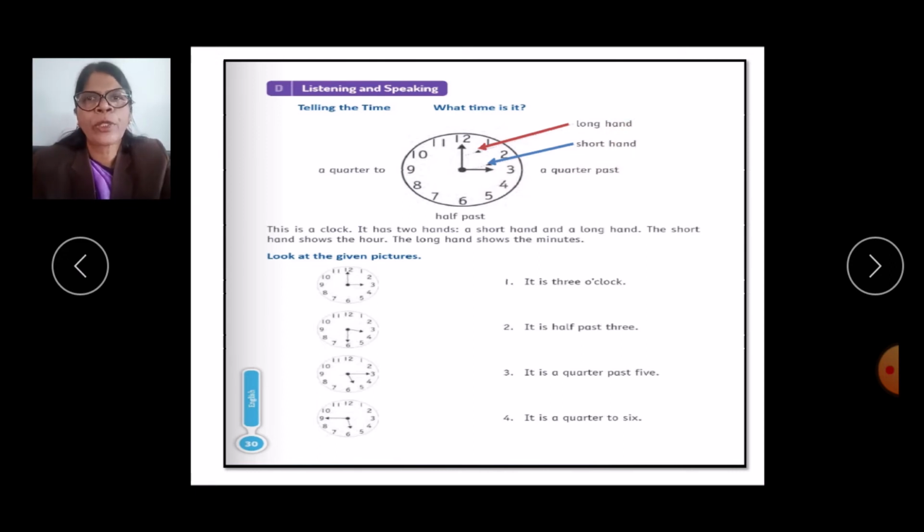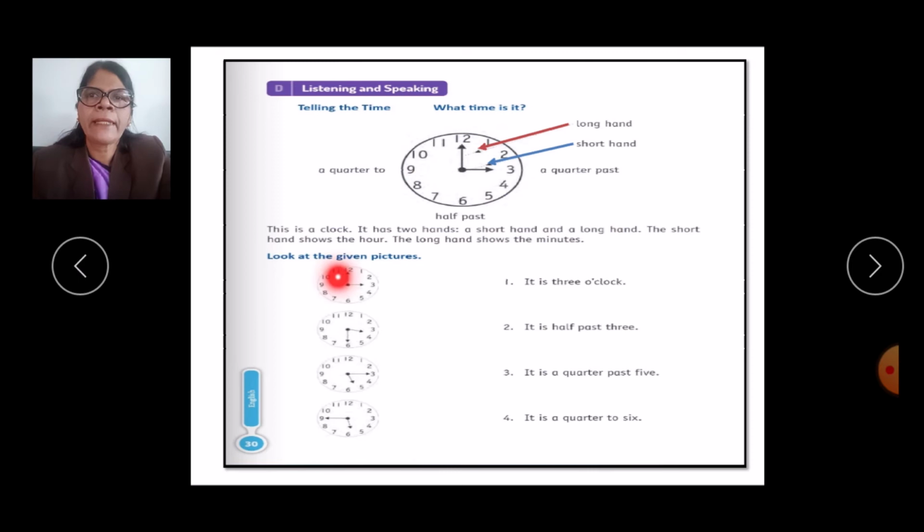Like what time it is, the short hand. Now the small hand is on 3, so we say the short hand is the hour hand. So it tells us the time. Now can you tell me what time it is children? It is 3 o'clock. So now this side it is a quarter past, half past, a quarter to. So remember that children. This is a clock. It has two hands, a short hand and a long hand. So remember children, the short hand shows the hour, the long hand shows the minutes.